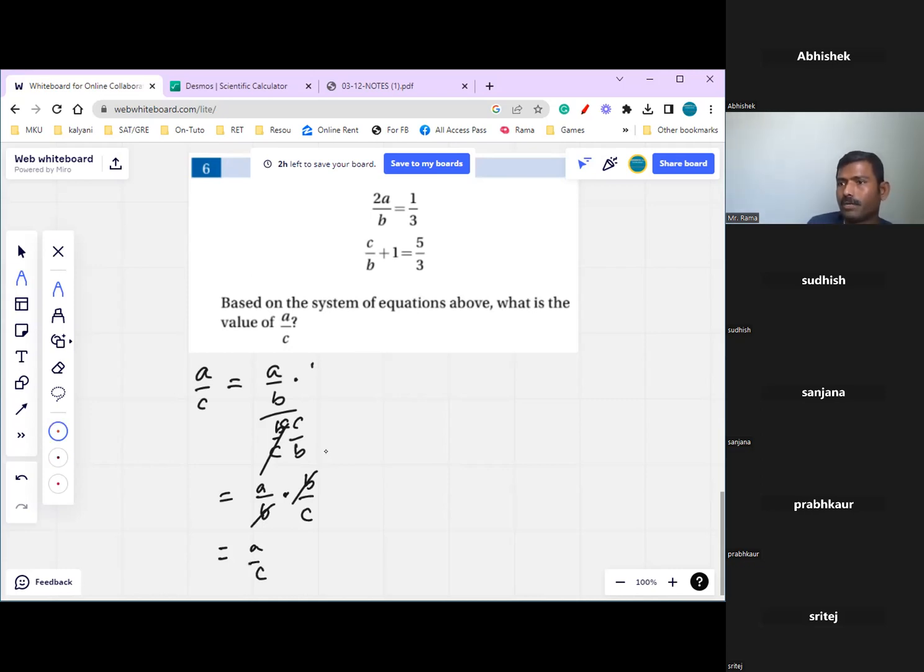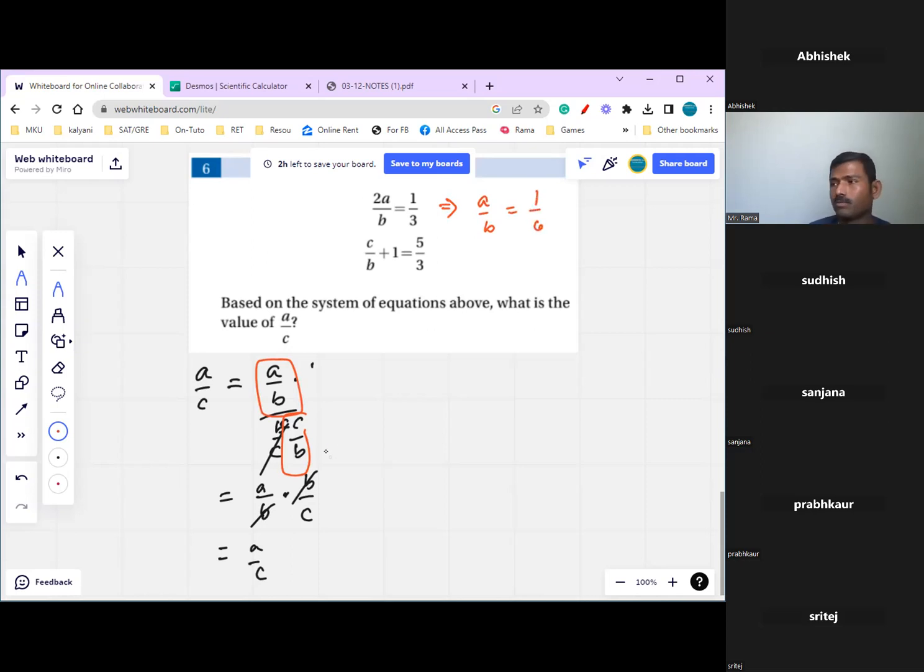If I can get the value of a over b and then c over b, I can do this. You guys understand what I'm talking about? I'm giving you some background information on how to get to these questions. Now let's say I'm going to find the a over b from this equation. From this, let's divide by 2 on both sides. So you're going to get a over b is 1/6.